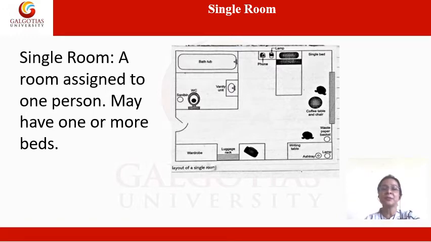So here we come to the single room. We must first understand what a single room is all about. A single room means a room assigned to only one person, or sometimes, as an event requires, the bed can be used by two or three persons according to the requirement of the guest.